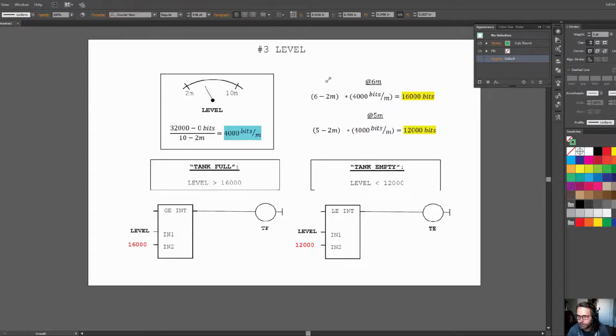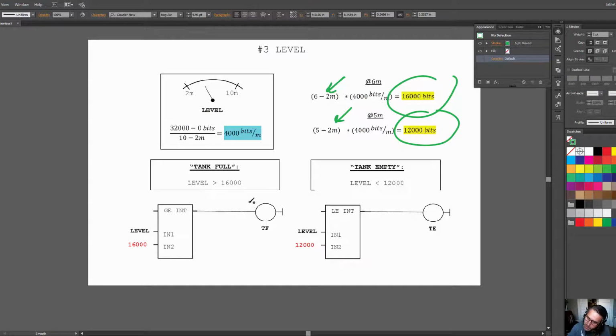First of all, you figure out the bits per meter, which I did over here, 4,000 bits per meter, nice clean number, and then you're just calculating your 2 set points. And remember, the key here is you're not starting at 0, so you can't just take 6 and 5 times their scaling factor. You must subtract the 2. So we just get 2 set points, the 6 meters and the 5 meters in bits.